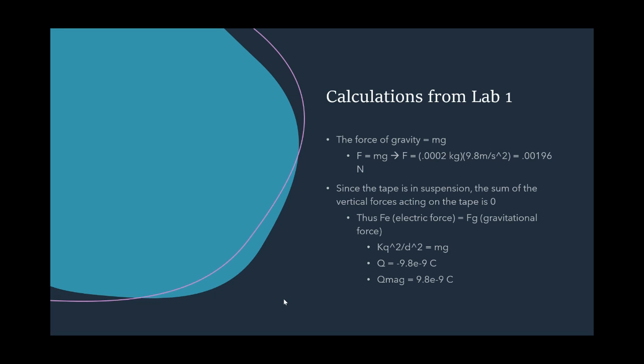These are some calculations from Lab 1. First, we calculated the force of gravity by multiplying the mass and the gravitational constant. From there, we were able to get that the force of gravity was 0.00196 newtons. Since the tape was in suspension, we assumed that the sum of the vertical forces acting on the tape was equal to 0. Thus, we set the electric force equal to the gravitational force, and from there calculated the charge, which was 9.8e-9 coulombs.